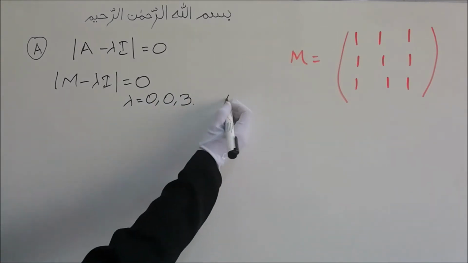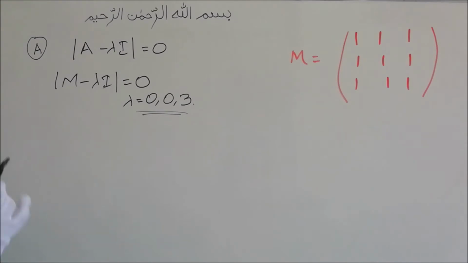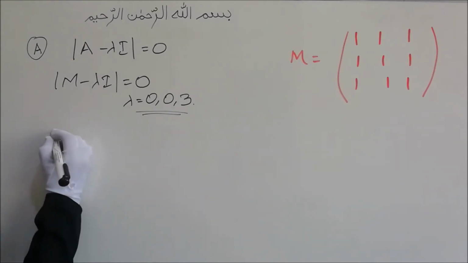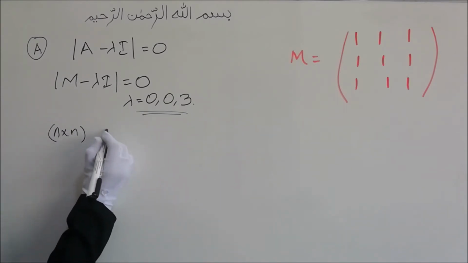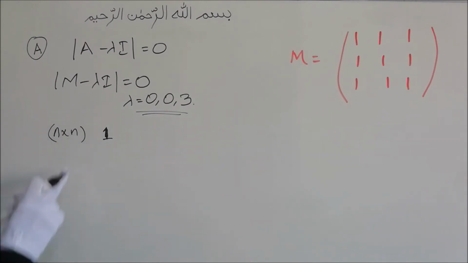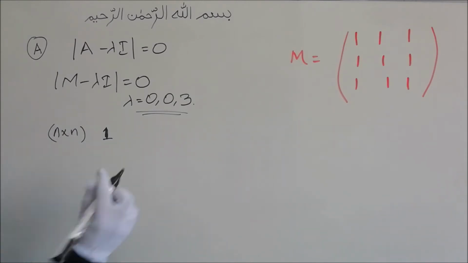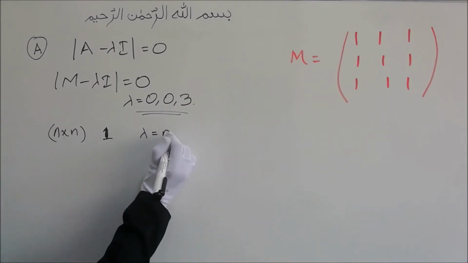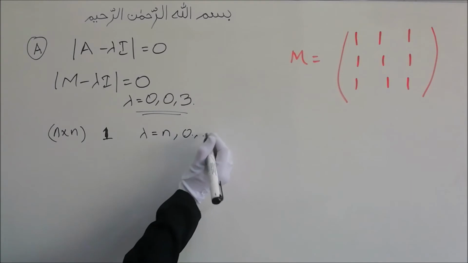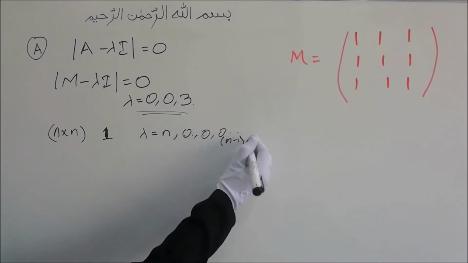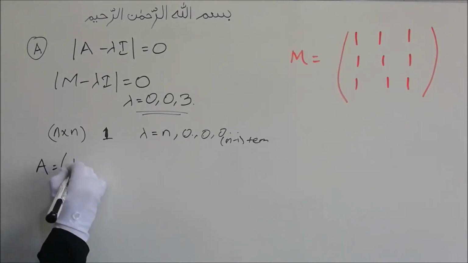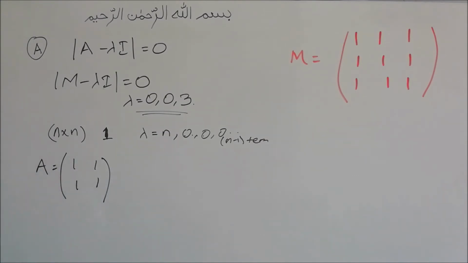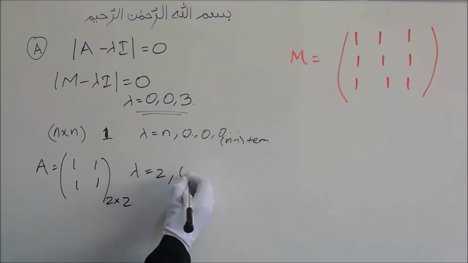So that is our option B, I think. But there is a trick to this. All you have to remember is, if you have an n by n matrix where all elements are 1, the eigenvalues of that matrix will always be: one value will be n, and all the remaining values will be 0, up to n minus 1 times. So if I have a matrix, let's say A, with all elements 1, 1, 1, 1, it is a 2 by 2 matrix. So one eigenvalue will be 2, and the remaining eigenvalue will be 0.